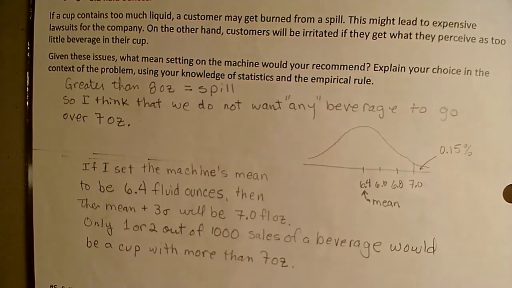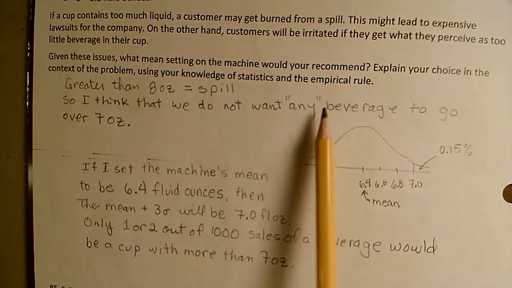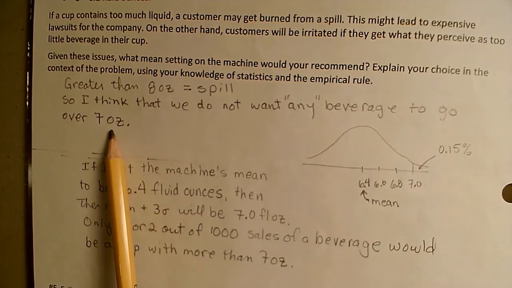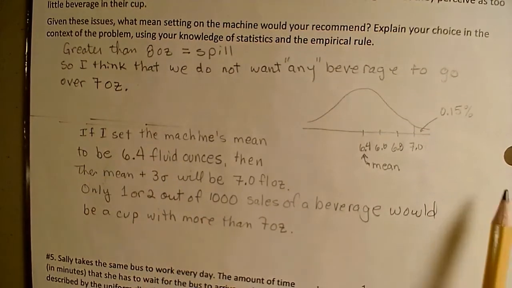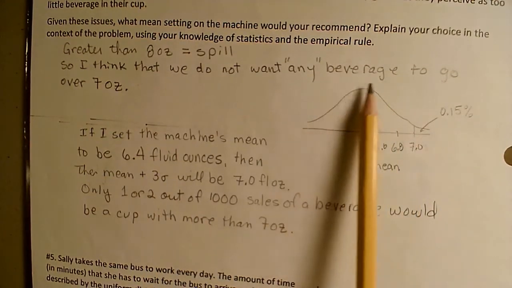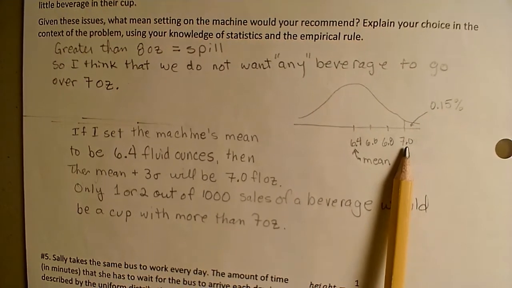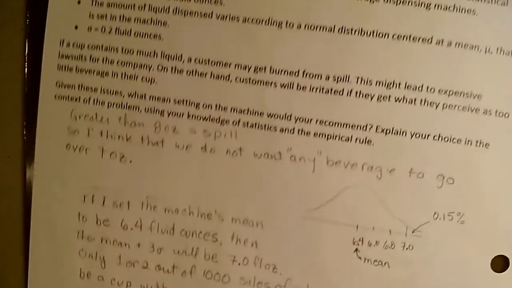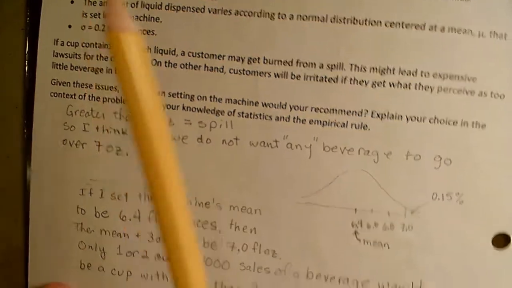So my thought is, I don't want it very often to even go over 7 ounces, because if you leave a gap at the top, someone's not going to get burned. That's what I've done. If you think about the empirical rule, I set 3 standard deviations above the mean to be 7. They told us the standard deviation is 0.2. Probably not realistic that we would know that, but they told us.